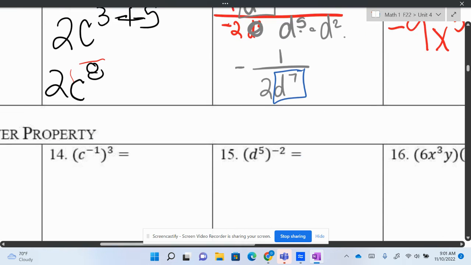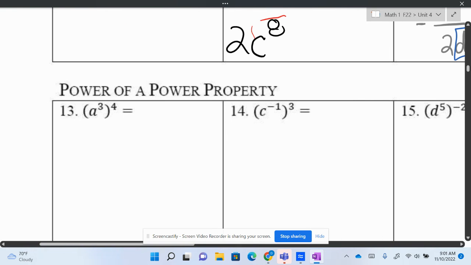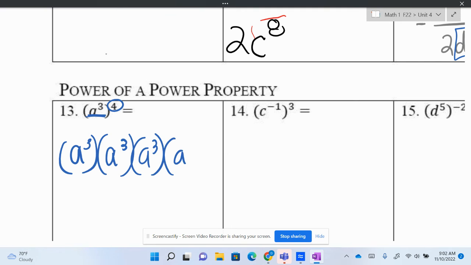Okay. All right. This is a power to a power. When you have a power to a power, you multiply exponents. If you can't remember that rule, think about what this says. This says take this and multiply it by itself 4 times. Well, the product rule says that you add all of these. 3 plus 3 plus 3 plus 3 is 12, which is what 3 times 4 is.